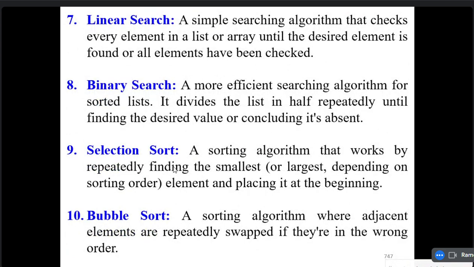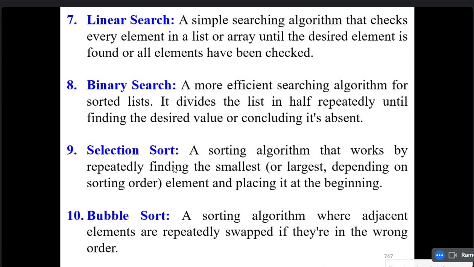Then the linear search algorithm checks every element in a list or array until the desired element is found or all elements have been checked. We have seen binary search, a more efficient searching algorithm for sorted lists. It divides the list in half repeatedly until finding the desired value or concluding it's absent.